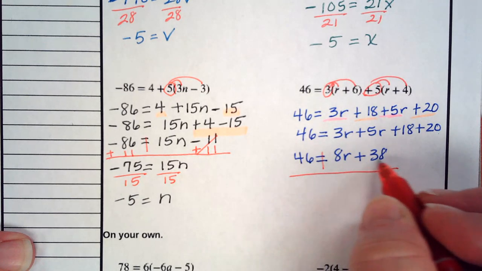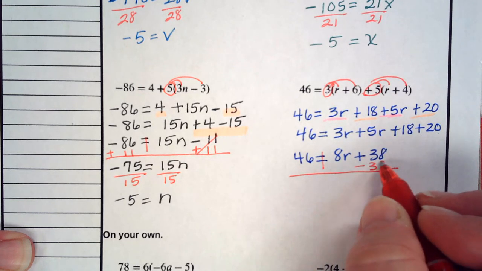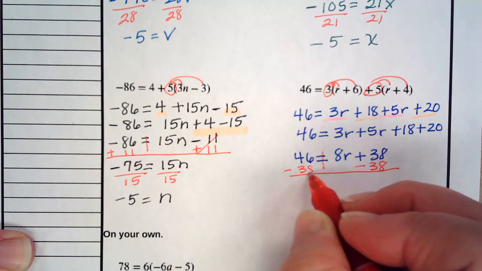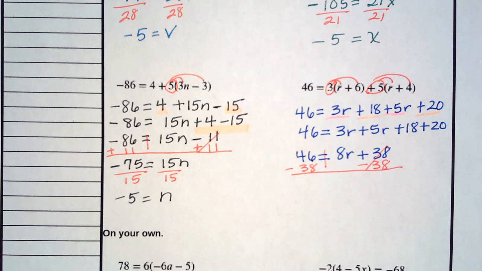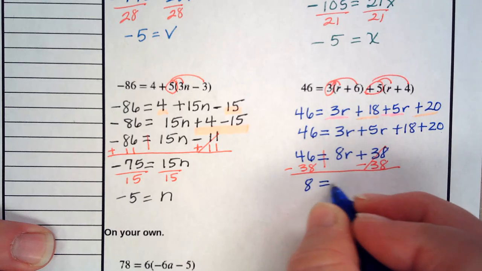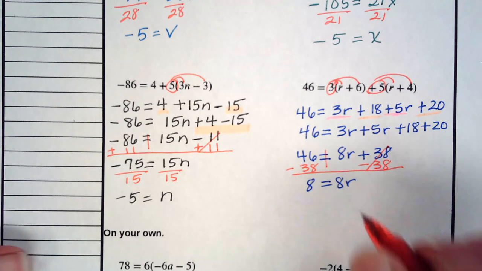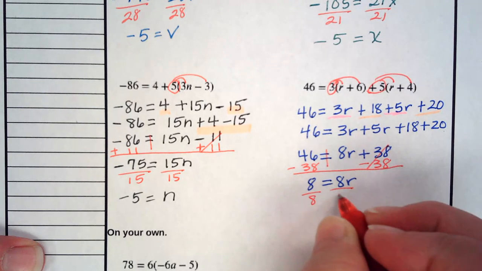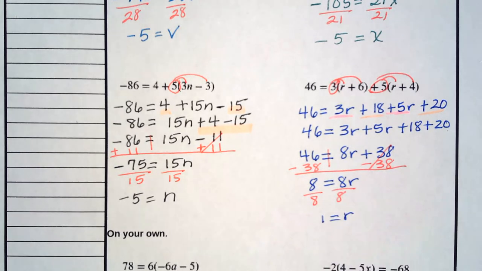Okay, I've added 38. I need to get my variable by itself. So I'll subtract 38 from both sides. I've eliminated it on one side. 46 minus 38 is 8. 8 is equal to 8r. At this time, you should know what the answer is. 8 times what gives me 8 back? Well, that's 1. But the math is to divide both sides by 8. And 1 is equal to r.